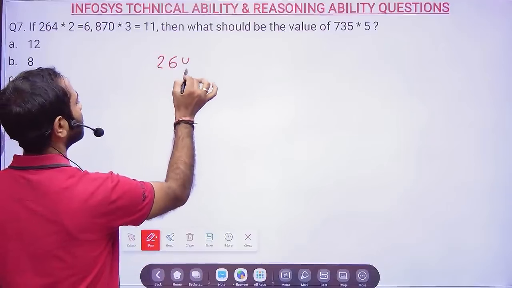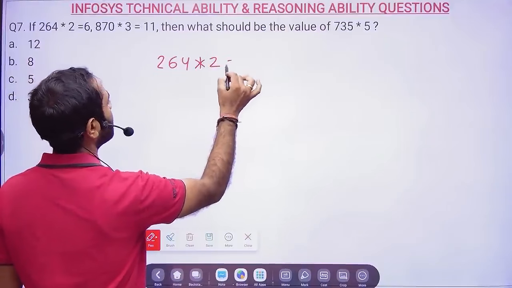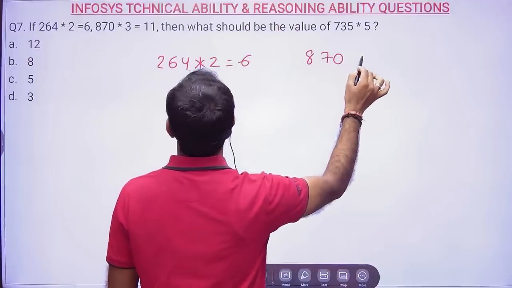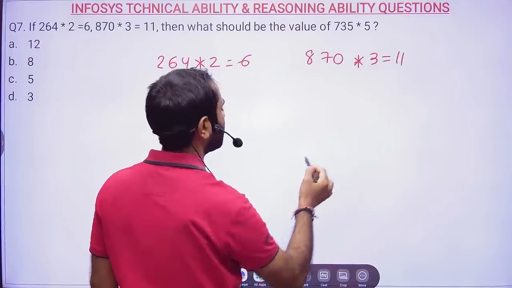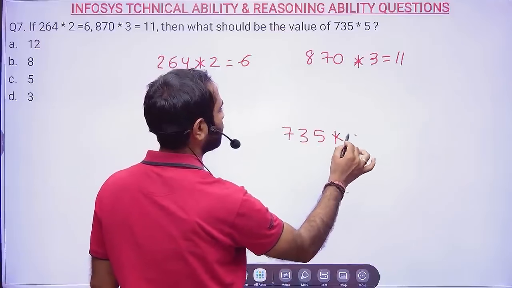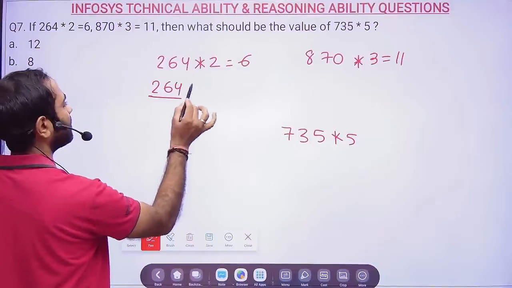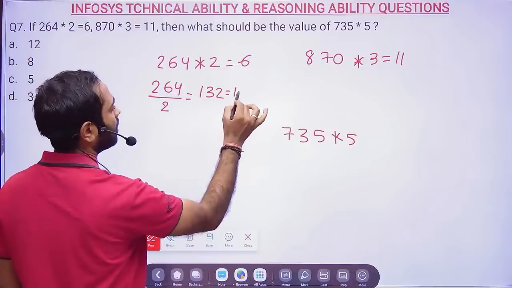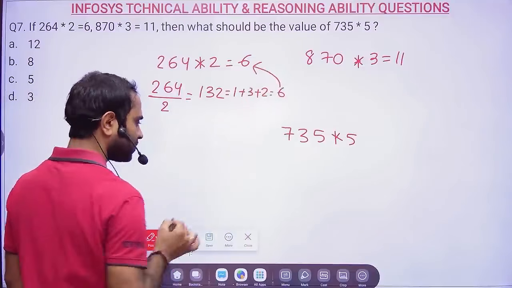Okay, if 264 star 2 is equal to 6, we have to find out the logic basically here. 870 star is equal to 11. Then what is the value of 735 star 5? Now basically here what has been done: it is divided by 2, so it will be 132, and then 1 plus 3 plus 2 is nothing but 6.